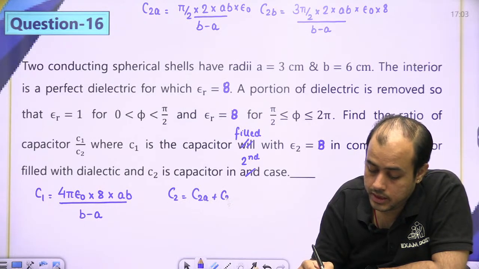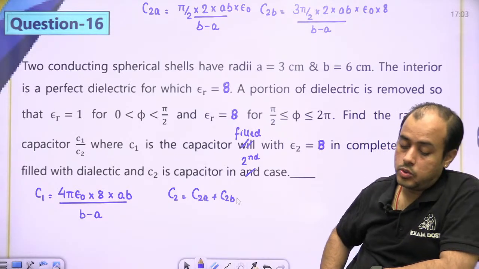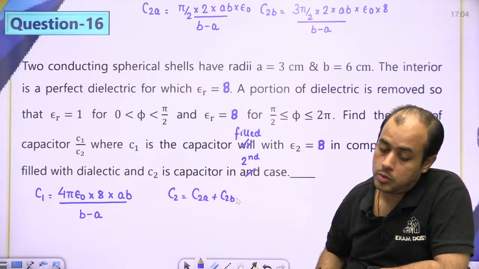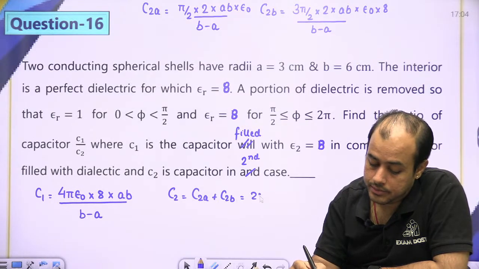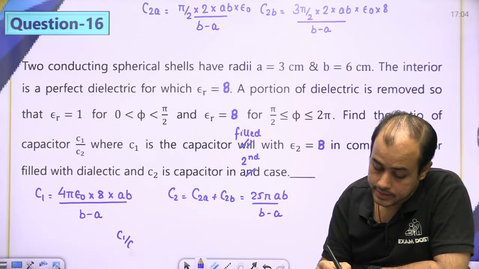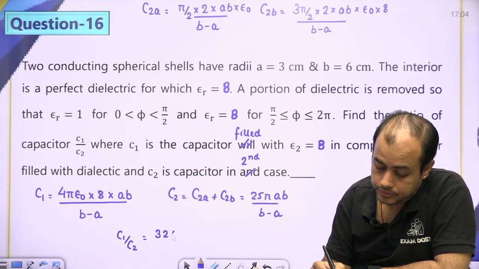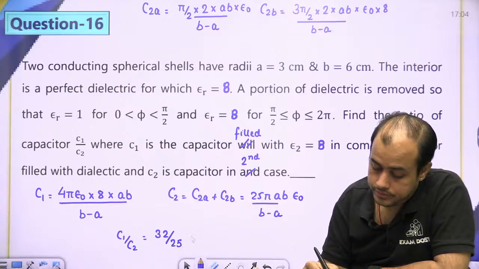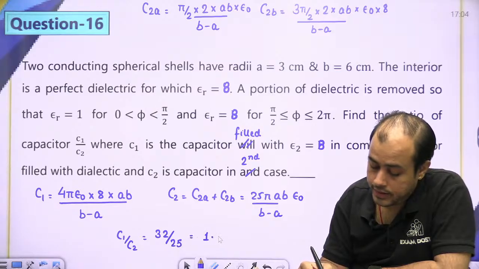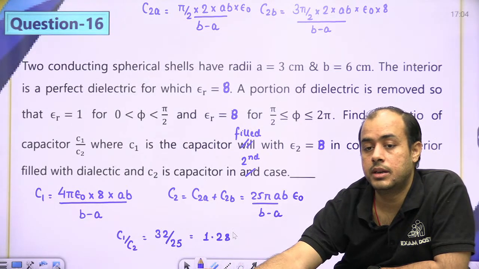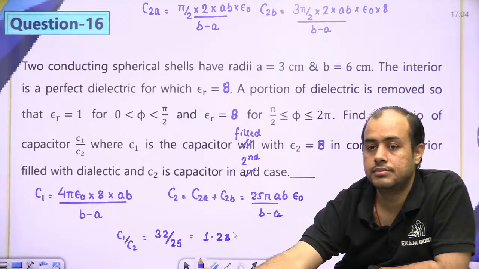C2a plus C2b, तो pi by 2 into 2 pi हो गया, pi ab. This is 3 pi ab, 24 pi ab, 25 pi ab by b minus a. C1 by C2 is 32 by 20, 70, 50, 1.28. ठीक है, the answer should be 1.28. Clear?